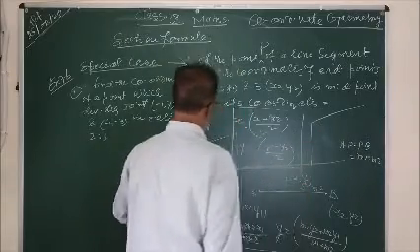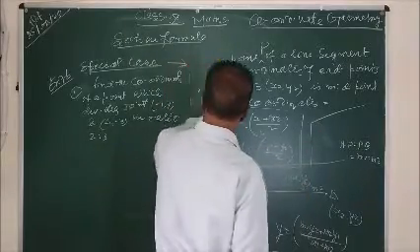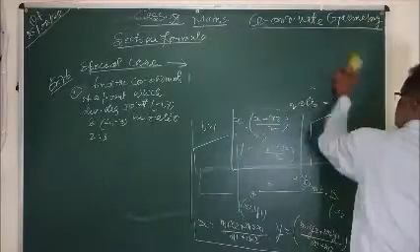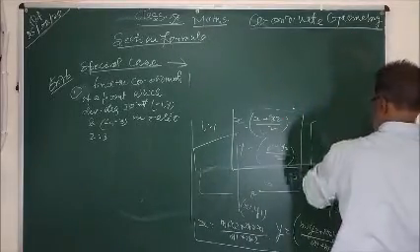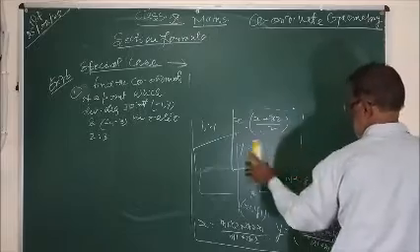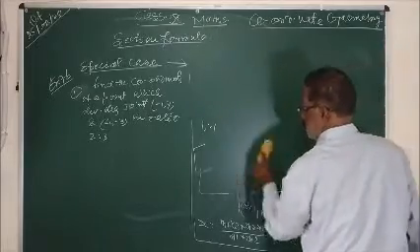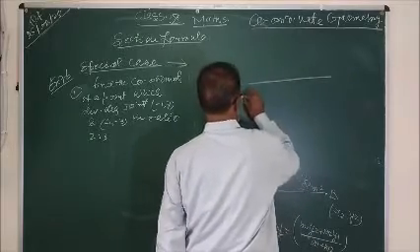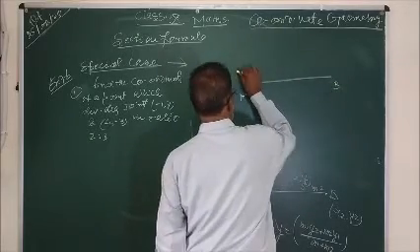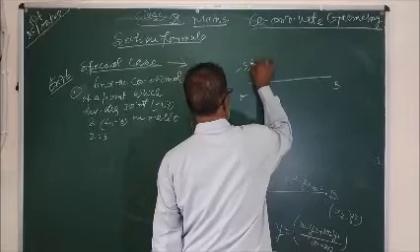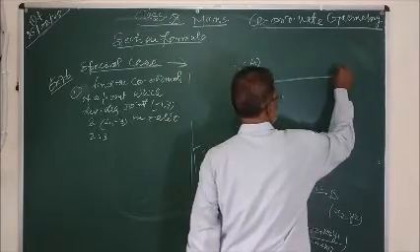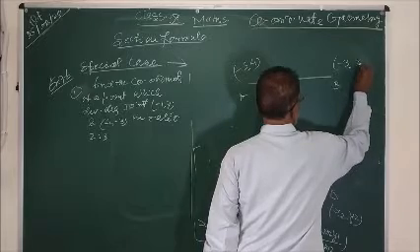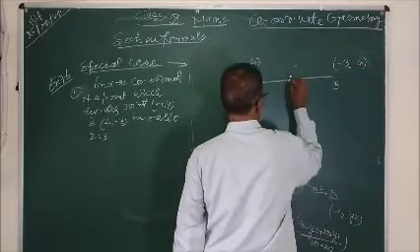This is the formula. Special case: if the point of division of a line segment is the middle point, the formula will be x1 plus x2 by 2. For example, suppose A and B are two points, with coordinates -5 and 4 for one, and -3 and 6 for the other, and this is the middle point.